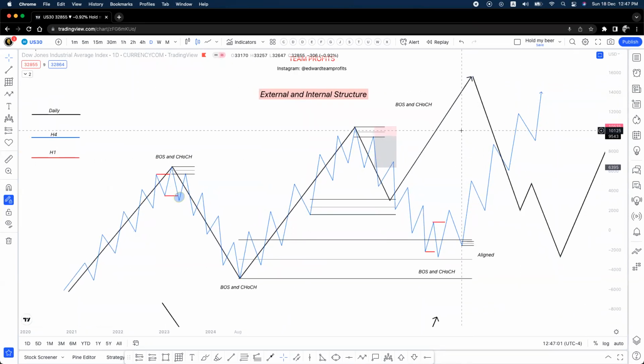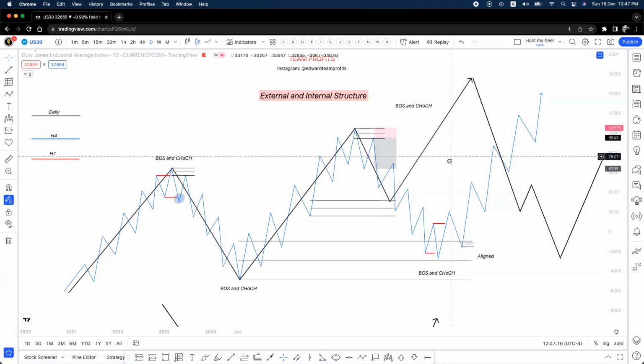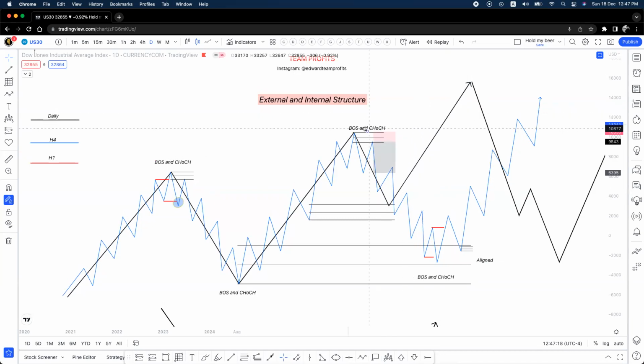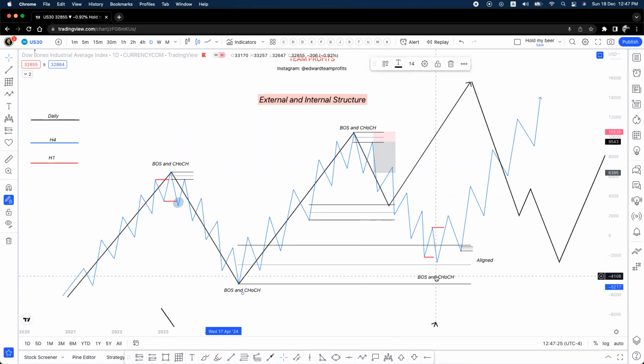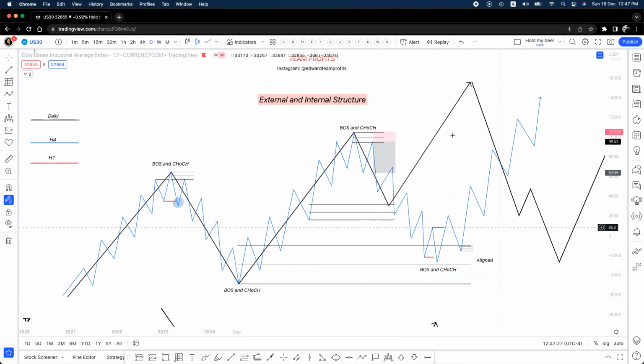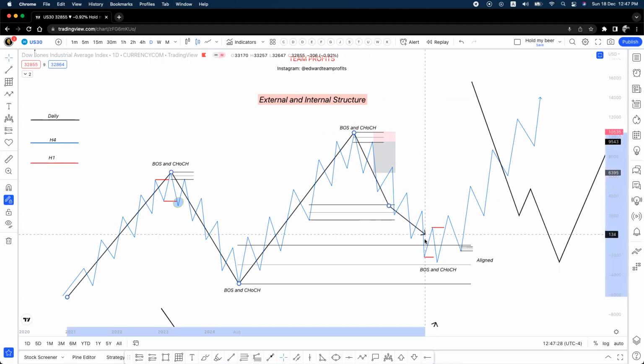So any questions, guys, so far right here? Any doubts, concerns? Is it clear? Don't be shy. All good. I'm going to take that as all good.